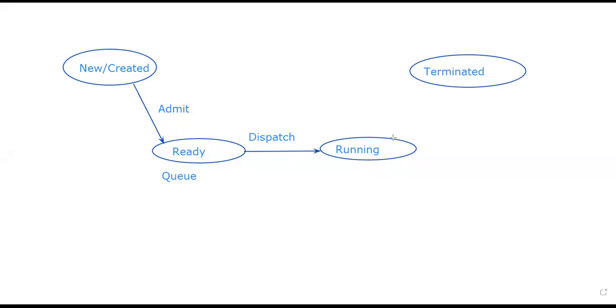So the process moving from the running to the terminated after getting processed, we call that terminate. So once the process has finished execution, it will move from the running to the terminated state. If it doesn't meet any problems, we call this normal termination.